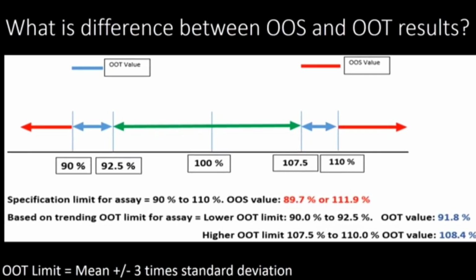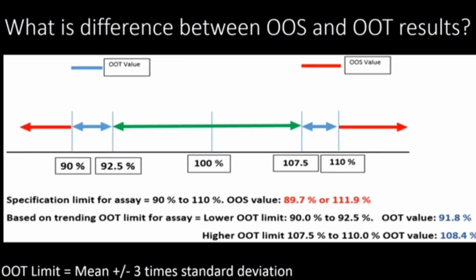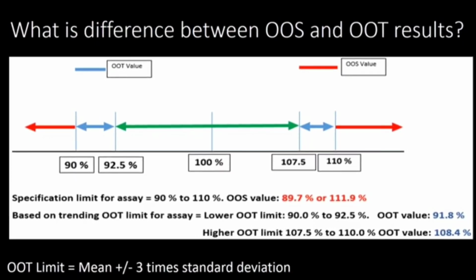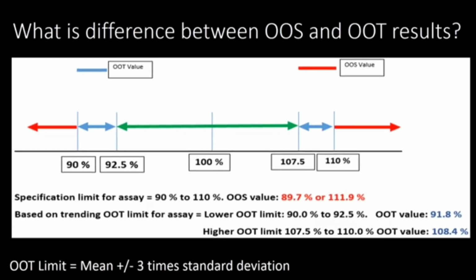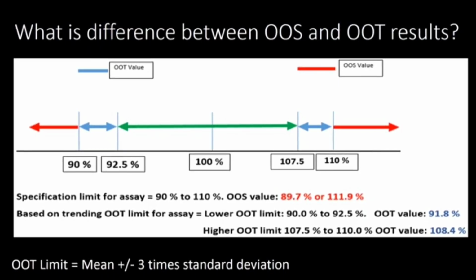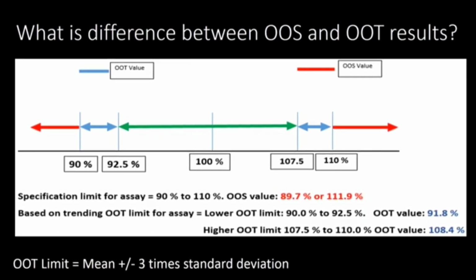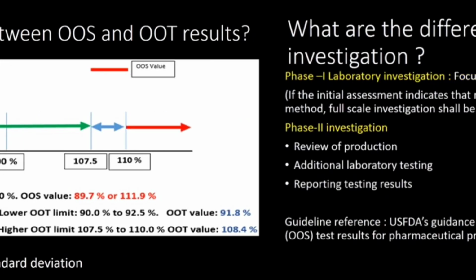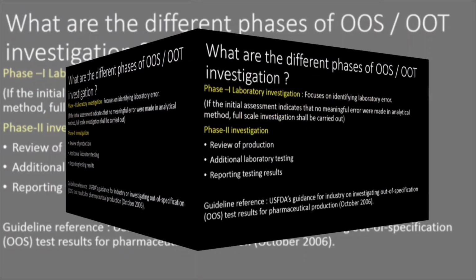If the observed assay value is 89.7 or 111.9, it will lie under the red line and we will call this result an OS result, that is, out of specification result. If the observed assay value is 91.8 or 108.4%, it will lie under the blue line and we will call it an OT, that is, out of trend result.